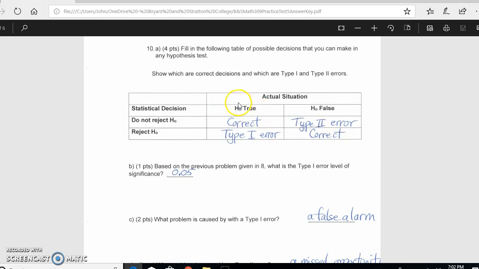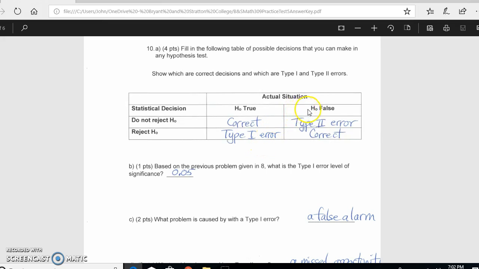Now, if the null hypothesis is true and we do not reject it, then that's a correct decision. The hypothesis is true, we failed to reject it, that's correct. But if the null hypothesis is true and we reject it, that's what we call a type 1 error.